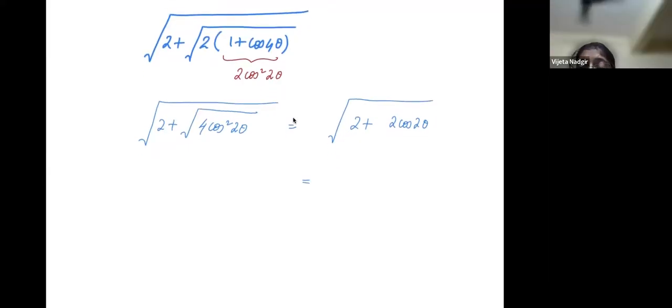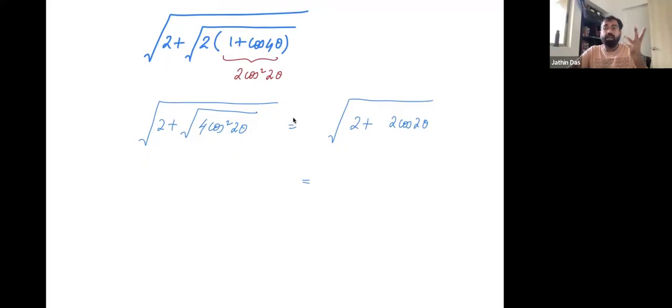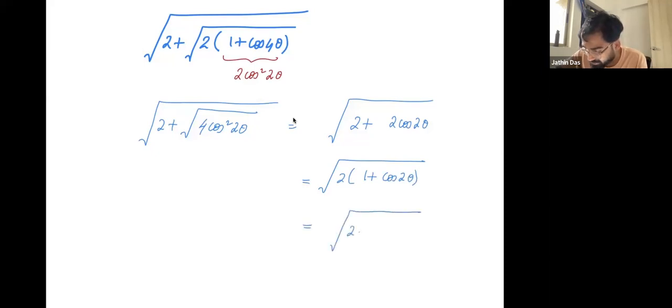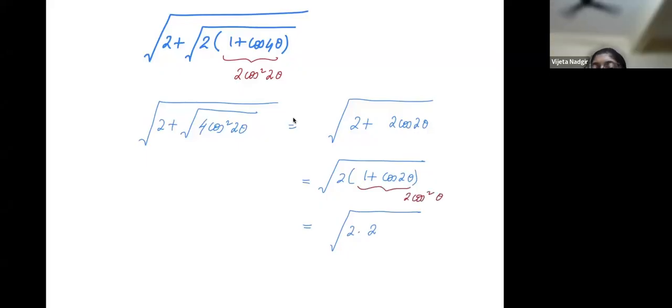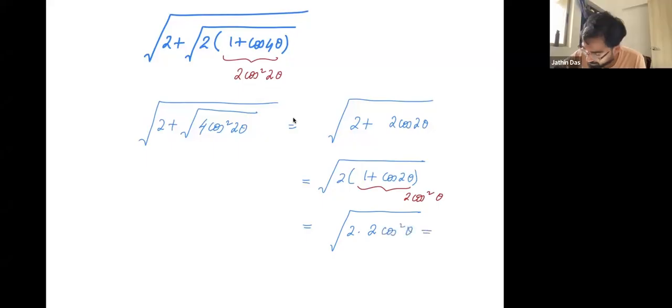Interval as in? 0 to 90, 90 to 180, like that. We solve it just algebraically. That's it. 1 plus cos 2 theta will be 2 cos square theta. That will be 2 cos 2 theta cos theta. And that's the answer.